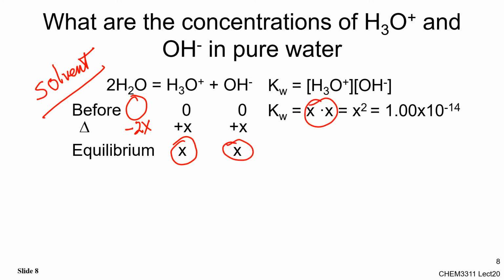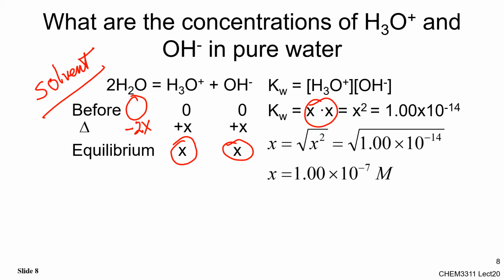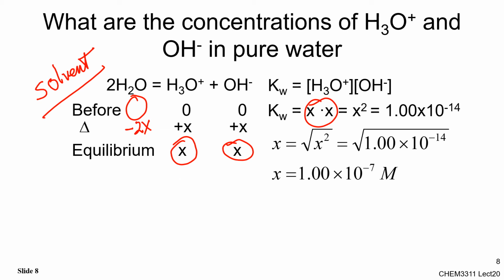We plug in the value for Kw, which is 1.00 times 10 to the minus 7th. And then we solve for x, which means we just take the square root of both sides. We know the concentration has to be positive, so we're going to take the positive root. Right? The negative root would be a negative concentration, which is a non-physical answer.